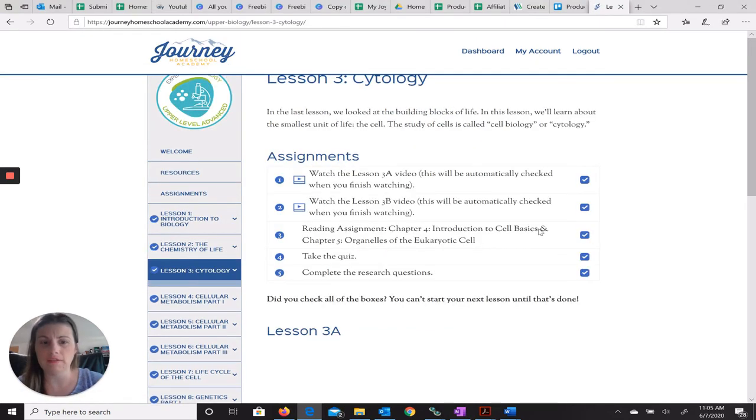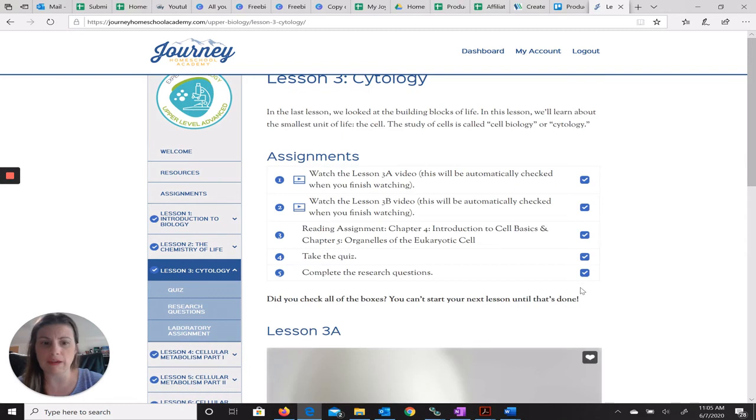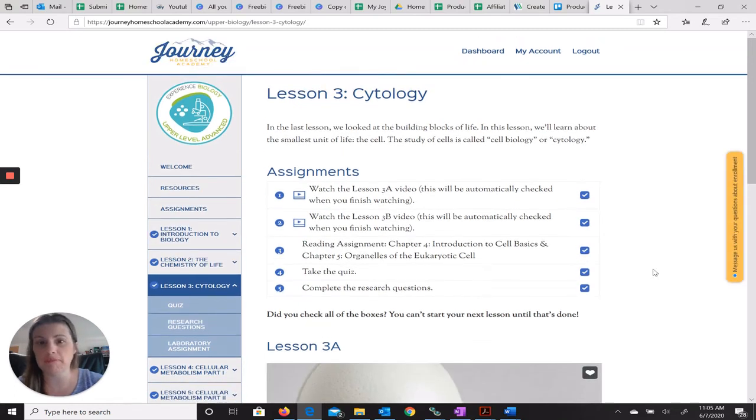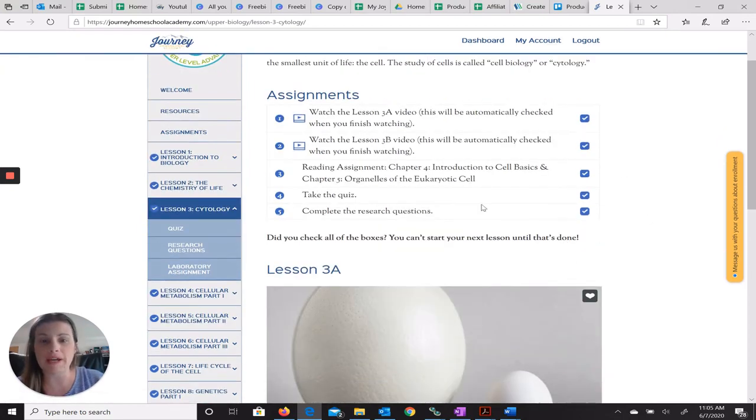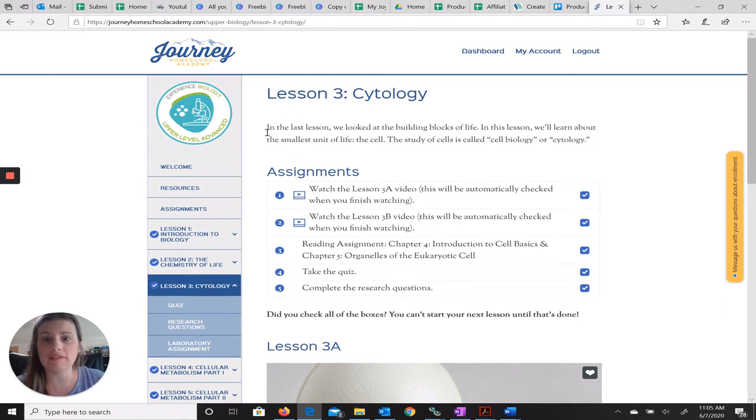So they don't have a place to check off the lab here, which I thought was kind of odd, but I guess that's where, if you want to turn it in for a completion certificate, you would add that in here. But I like to check off boxes, so it would have been nice to have a lab checkbox. So that's what a lesson looks like. You have the videos, you have the notes and the outline that go with the video, you have a reading assignment, a quiz and research questions, and a lab. And all of that is very doable to do within a week's time.